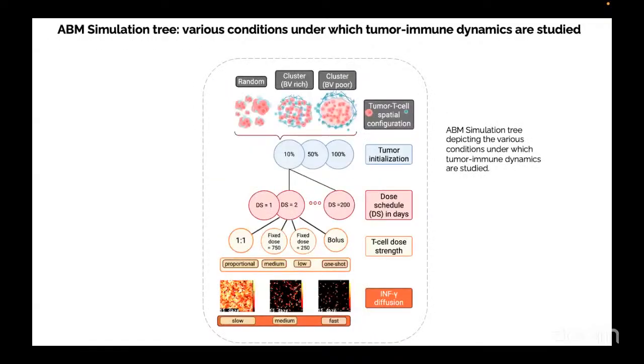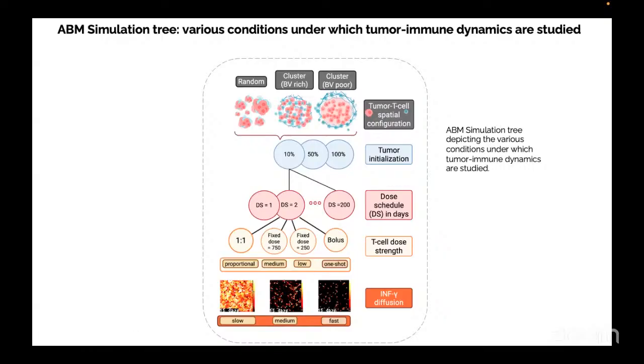And as we know, we have a lot of freedom with agent-based models, in that now you can even tune various knobs and see how the model comes up with results. So this is what I call a simulation tree. In the first row, you find the different spatial configurations that one can use: the random, the cluster setting with rich blood vessels, and the cluster seeded with poor blood vessels. You can also initialize the tumor with 10% of the grid size, 50% or 100%. Then the different days on which you can strike the tumor. So it's from 1 day, which is daily, to I think 500 for now.